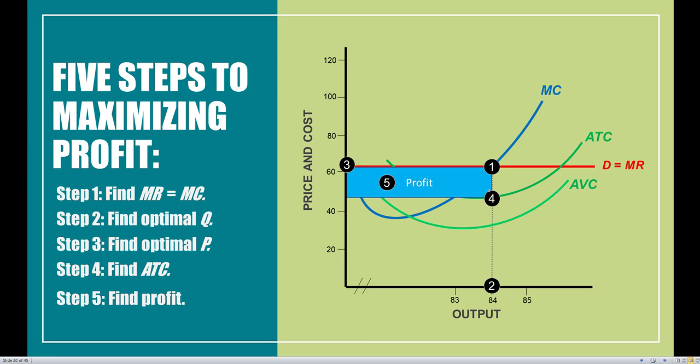So once again, use this 5-step pattern for maximizing profits. We will use it again in the next 2 chapters. So get a lot of practice using it, and be sure to identify the intersection of MR, MC, our Q star, our P star, and the ATC as well. And you'll be good to go for all of these problems.